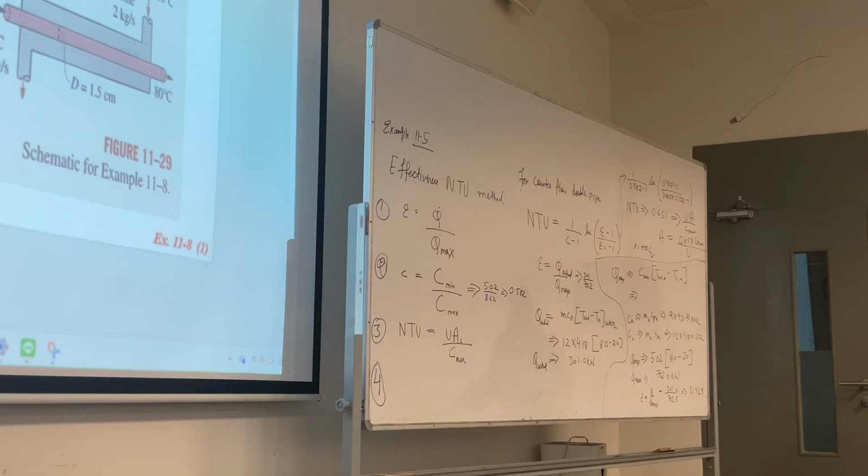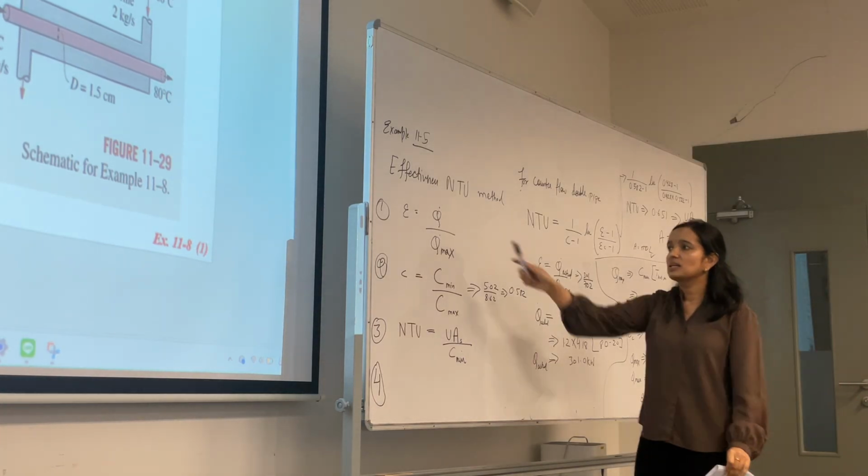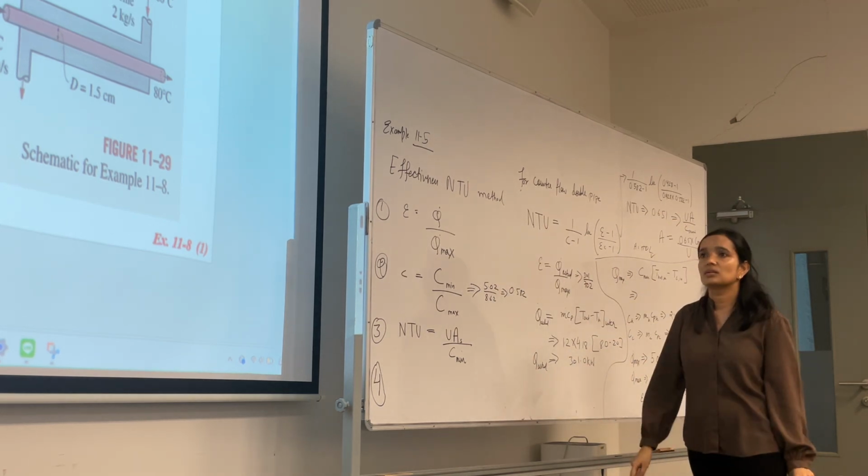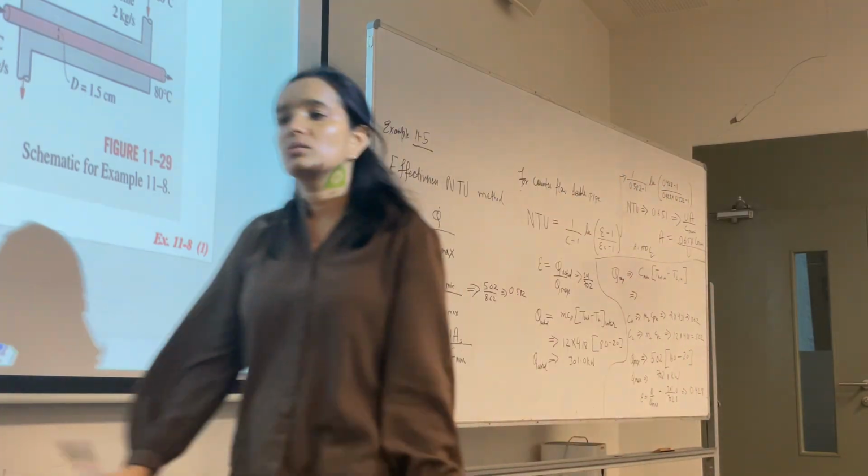You just have to write down the equations on your A4 size sheet. You have two tables for effectiveness.